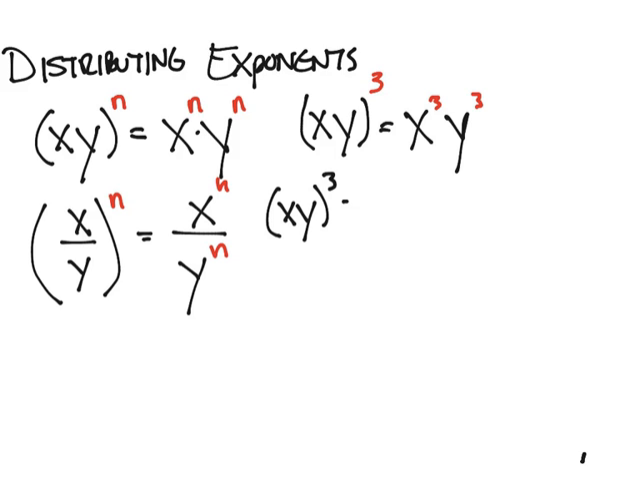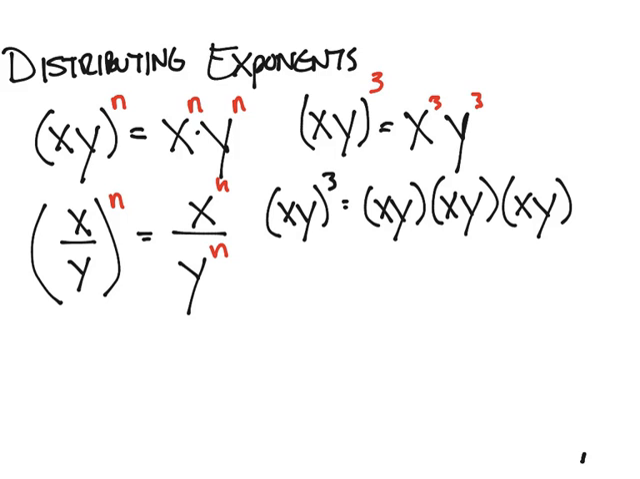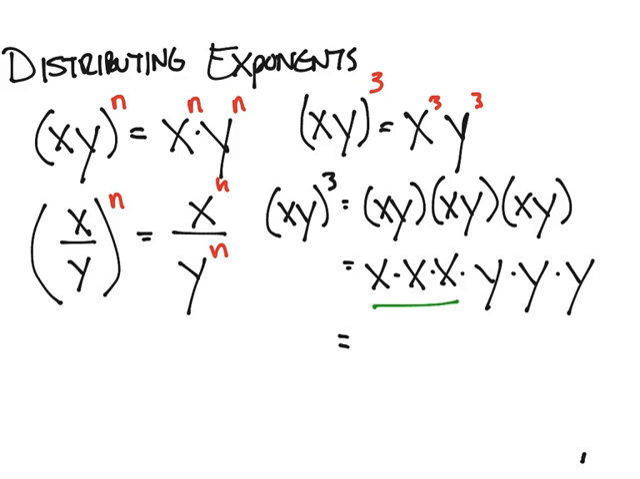(xy) to the third can be rewritten as x times y times x times y times x times y. A little bit of rearranging shows us that x times x times x times y times y times y is the same as the previous statement. We once again have 3 x's and 3 y's, so we can rewrite this as x to the third y to the third, or x cubed y cubed.